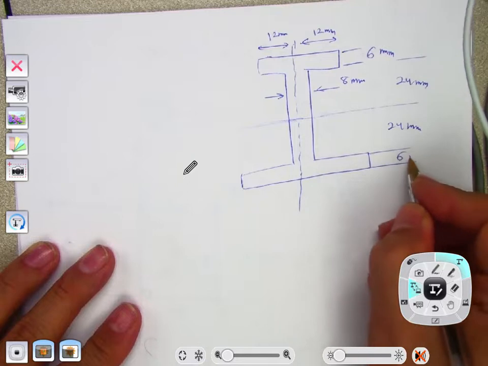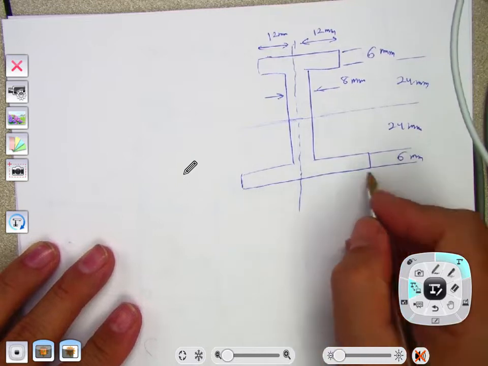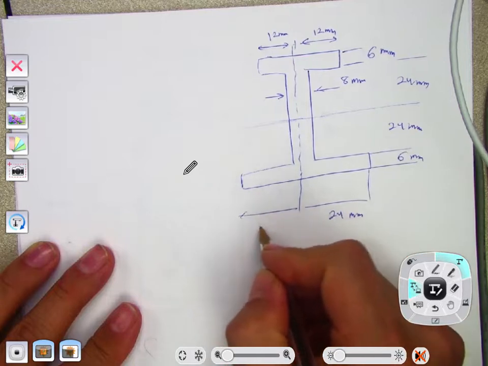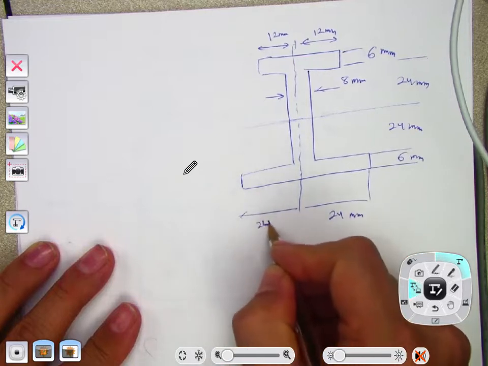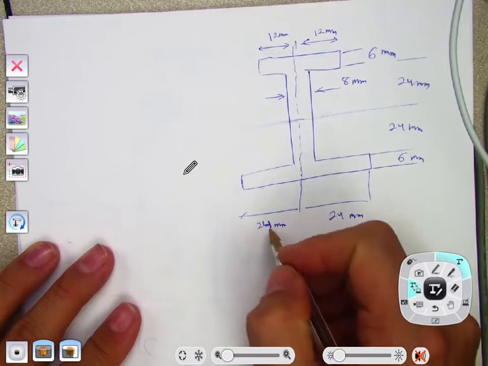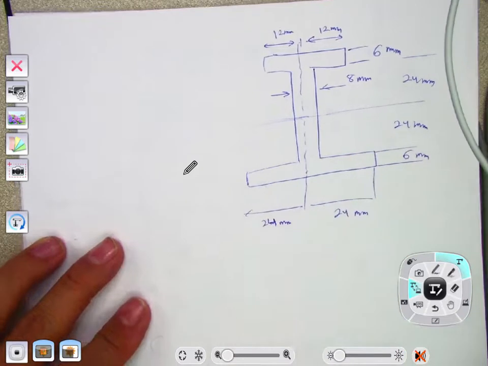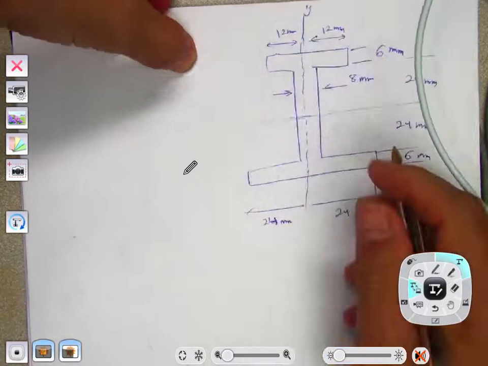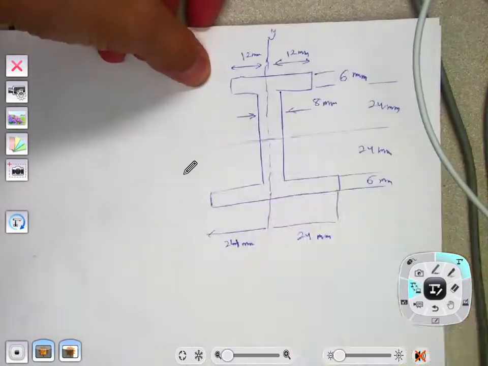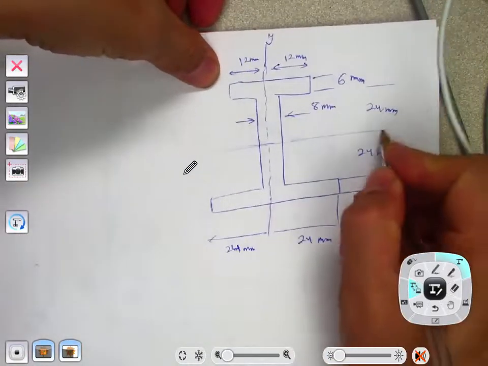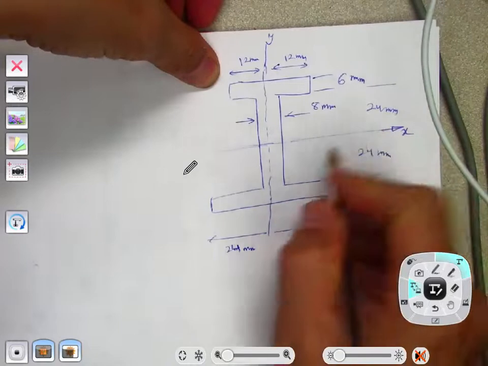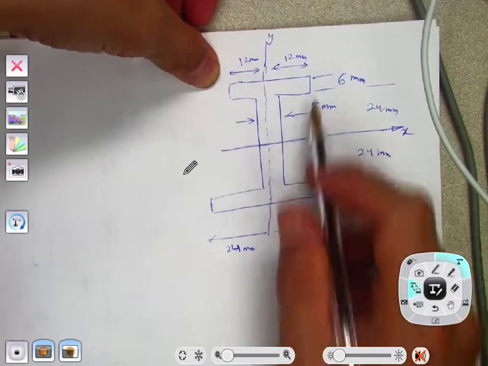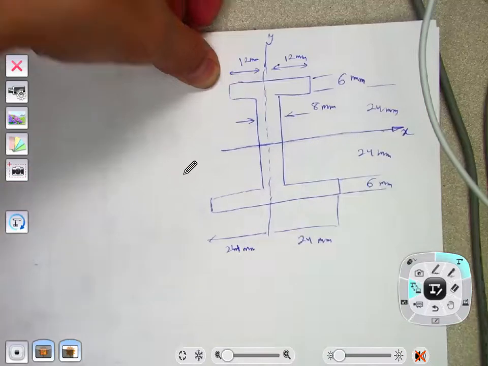This is 6 millimeter. This is 24 millimeter. 24 millimeter here too. Alright, so we have all dimensions, right? So what you're interested in, if I call this the y-axis, it says what is the moment of inertia about the x-axis, if this is my x-axis. We want to see what's the moment of inertia of this shape about the x-axis.